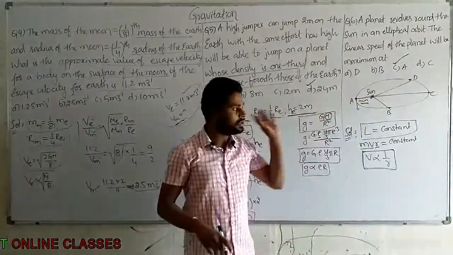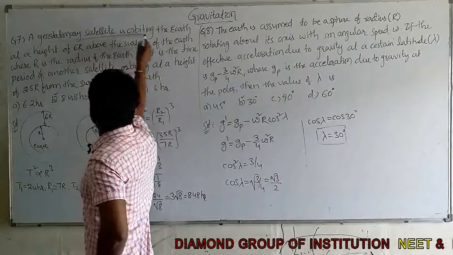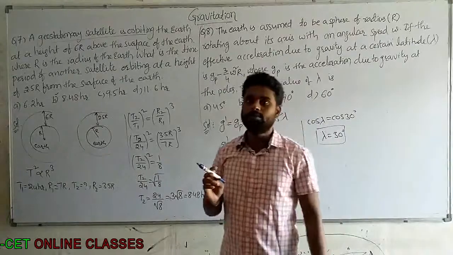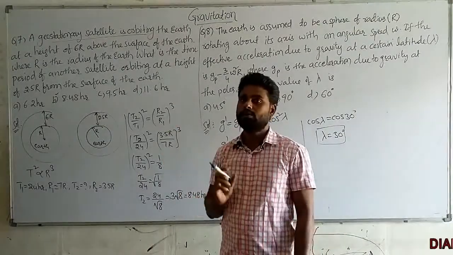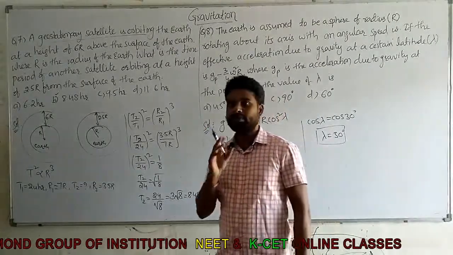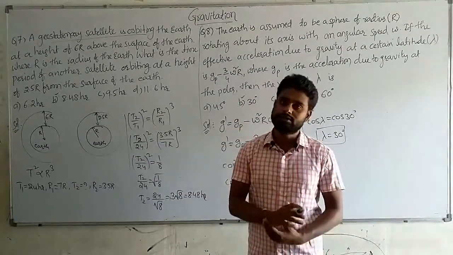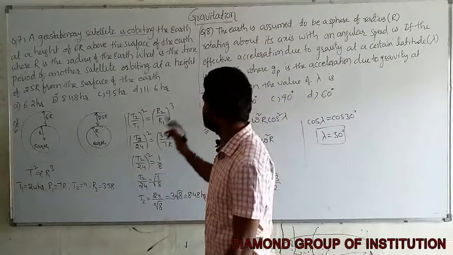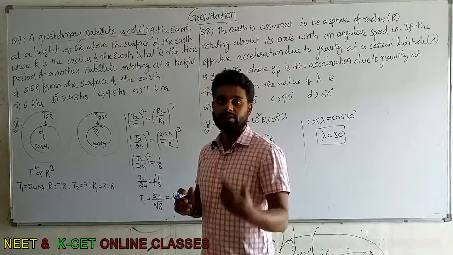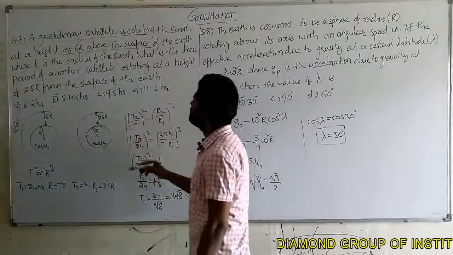Like this you have to solve the problems. Next question, the 7th one: a geostationary satellite. Geostationary satellite means the earth moves from west to east, and the geostationary satellite also moves from west to east. To complete one revolution, the earth takes 24 hours, and the geostationary satellite also takes the same time, 24 hours only. Remember that point. What is the time period for the geostationary satellite? 24 hours.